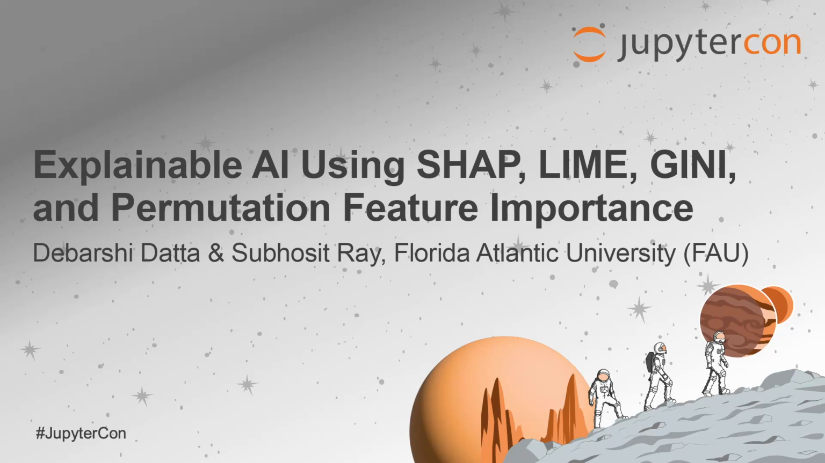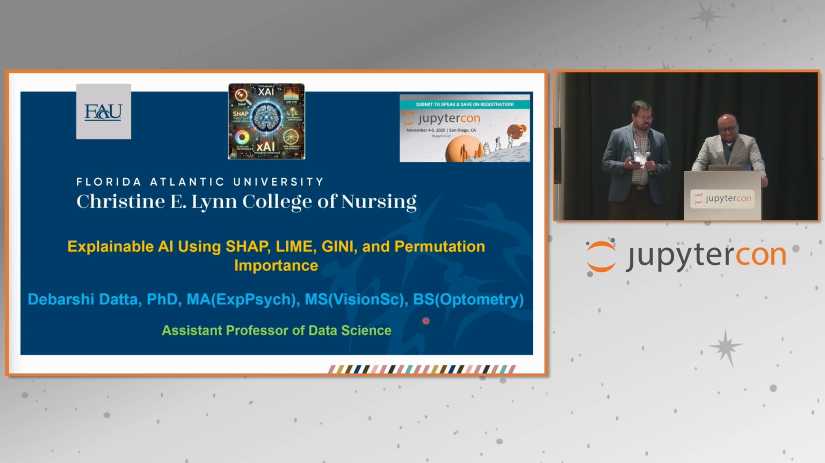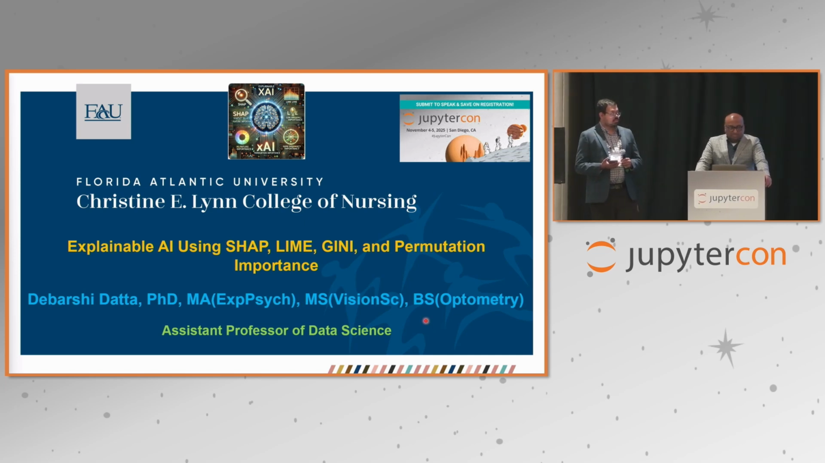Good afternoon, everyone. Today's topic is explainable AI using SHAP, LIME, Gini, and Permutation Importance.